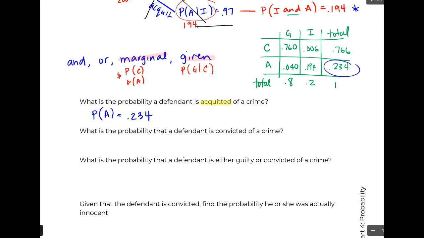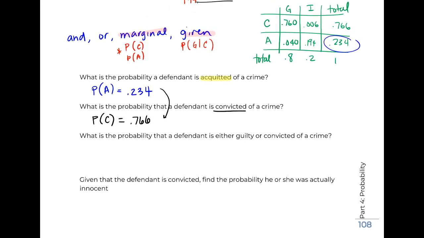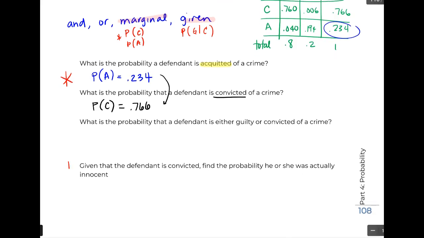Second question here says the probability that a defendant is convicted. Nothing again about guilt or innocence, so we're doing convicted. And again, I can grab that straight off the table, or I could recognize that these 2 things are complements and do 1 minus. Okay. And then, like I said, one of these is guaranteed to be on the test. The other one's guaranteed to be on the test, I'll just jump to it, is the last one.